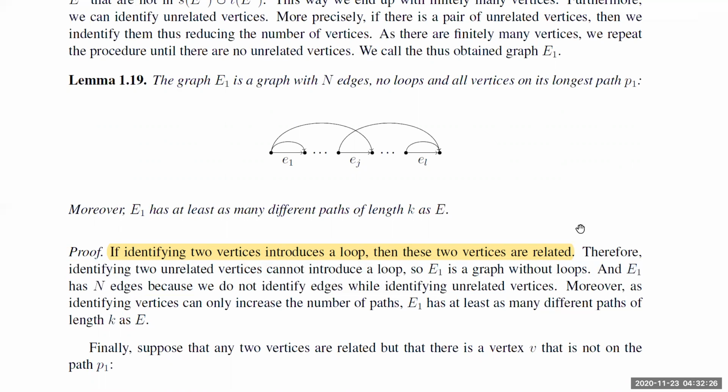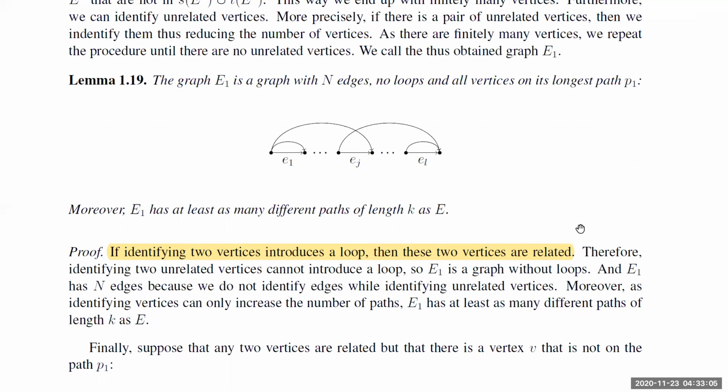If identifying two different vertices introduces a loop, then these vertices are related. Why? Because if I have a loop and a vertex on this loop, then obviously there is a non-zero length path from this vertex to itself. So when I split the loop at this very vertex, the path remains, but it will no longer be the path from the same vertex to the same vertex. It will be a path between these two vertices, right? So if identifying two vertices introduces a loop, then these two vertices are related.